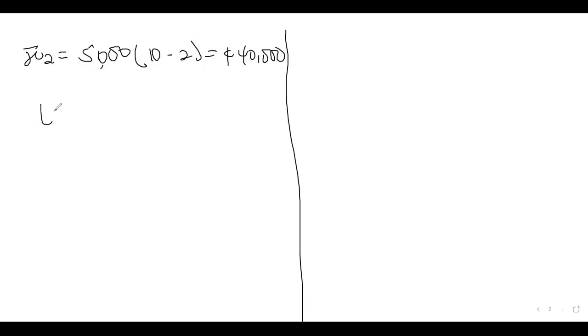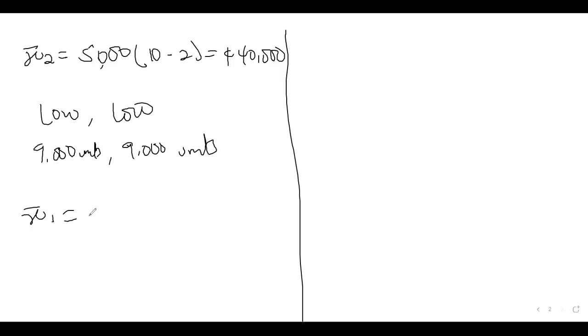Now let's look at a situation where they set low and low, all right? So firm 1 sets low, firm 2 sets low. Now the question says, when the two of them set low prices, they will get an output of 18,000, which will be split evenly between them. That means that each of them will get an output of 9,000 units, okay? So let's look at their profit. So profit for firm 1 will be equal to the output. Remember the formula. Output, which is 9,000, into bracket the price.